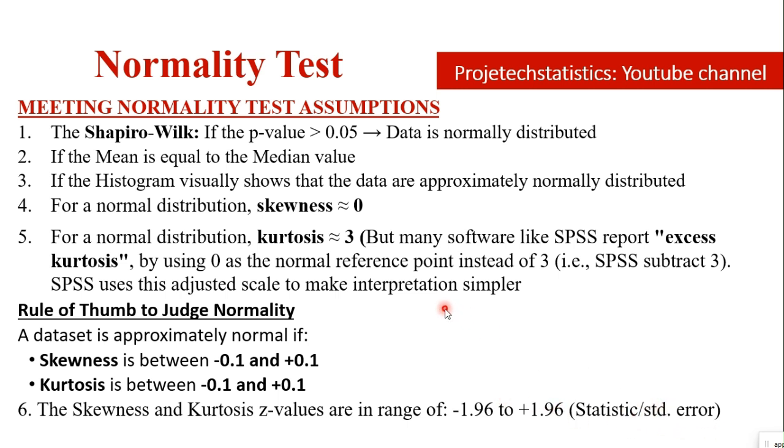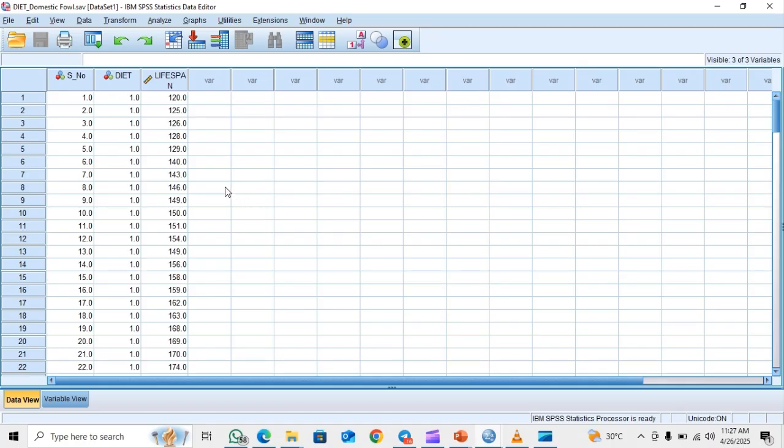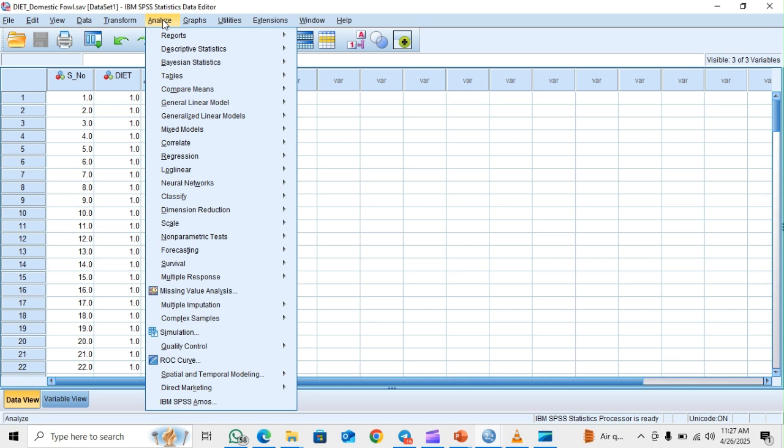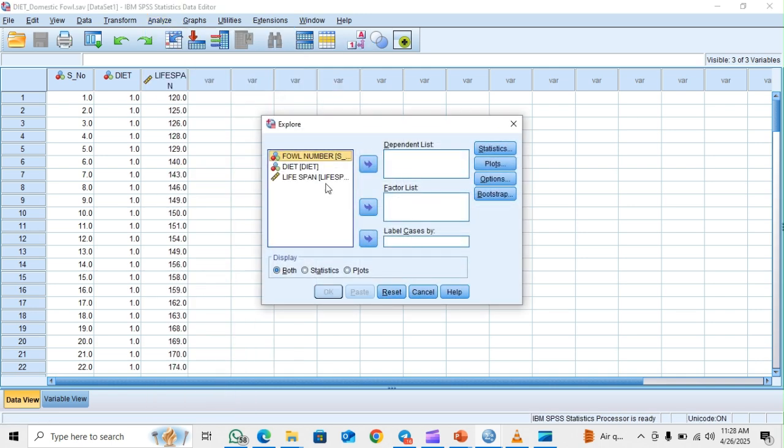So I'm going to take us to SPSS. Okay, this is categorical data. It's actually nominal data involving two categories. So we're going to go to Analyze, Compare Means, Descriptive, Explore. In the Explore, you are going to put your dependent variable here, which is the lifespan, and the diet.